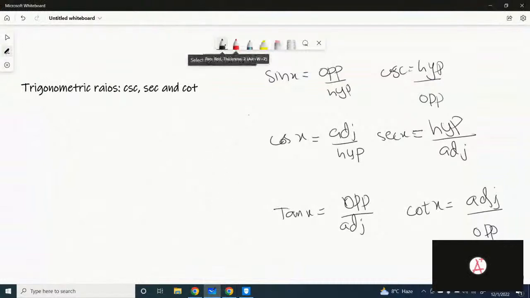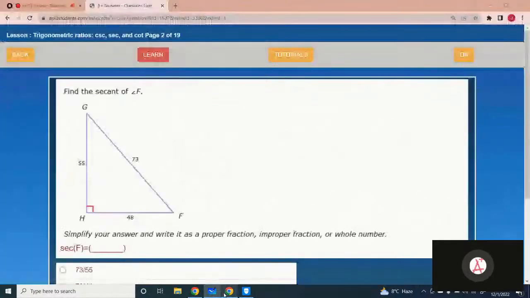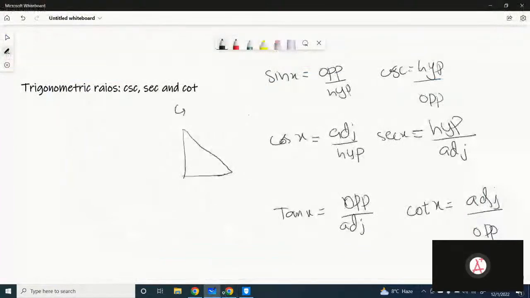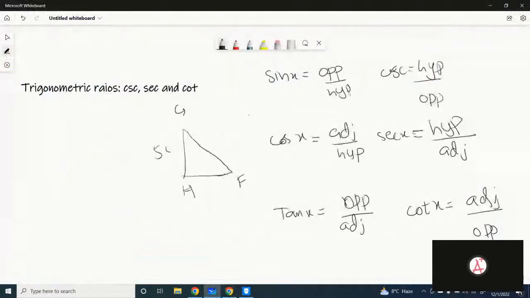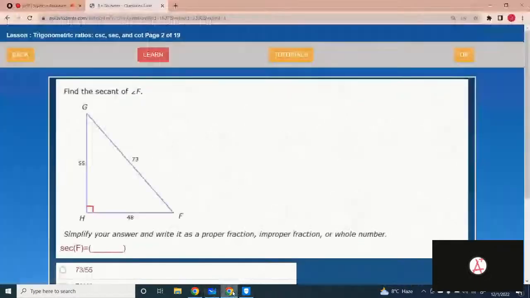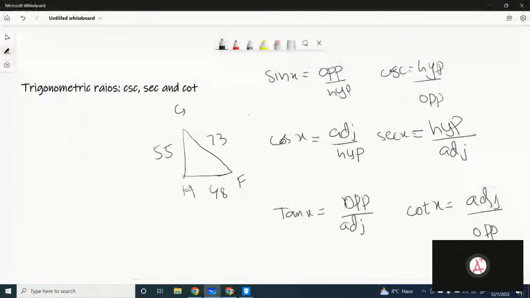Okay, the triangle is G, H, and F, and the side lengths are 55, 73, and 48. What we have to find is the secant of angle F.